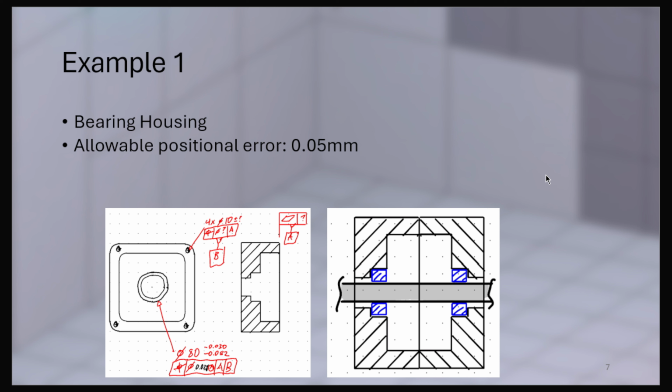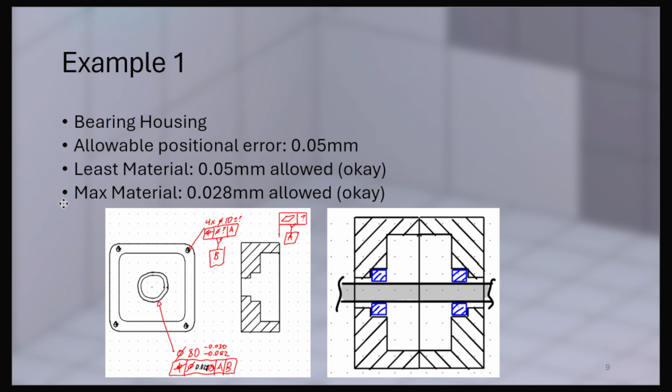But we're intelligent. We say, okay, let's say that when it comes in at LMC size, we actually have that 50 micron positional tolerance. That means we reduce the maximum material positional tolerance to 28 microns. So in all cases, if the part's inspected correctly, we should have parts that will survive the entire service life. Now this is great.